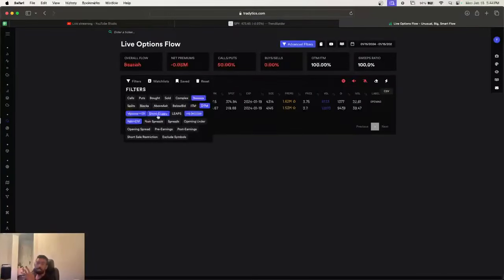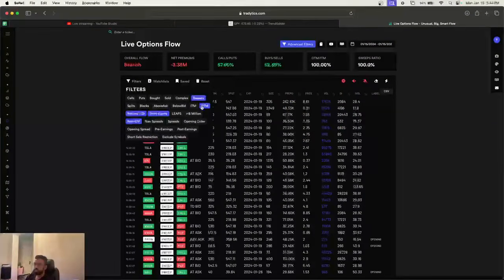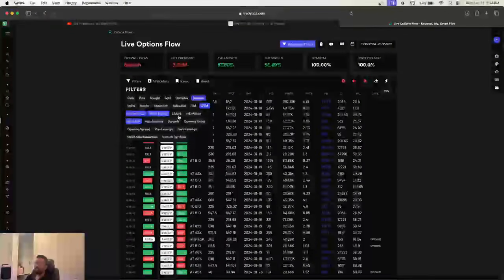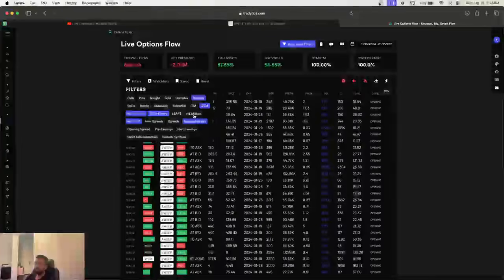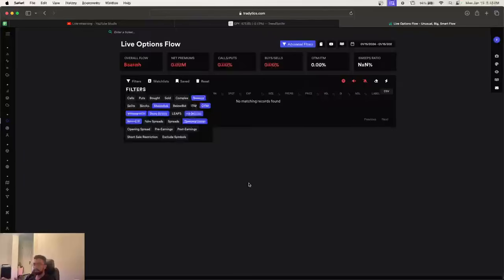Short expiry is something that I don't really toggle when I'm doing the weeklies. But that's another one. So yeah, the ones that I don't toggle are sweeps, out of the money, volume greater than OI, short expiry, and non-ETFs. The ones that I toggle are opening order, greater than 1 million, and above ask. These are the ones that I toggle. Obviously, once you put all of these in, a lot of nonsense data vanishes. And the more filters you put on, the fewer trades you find to understand what's going on in the market.